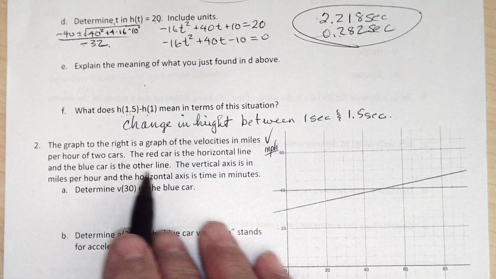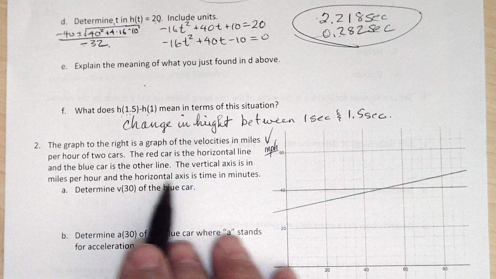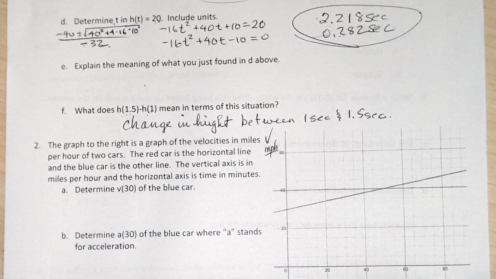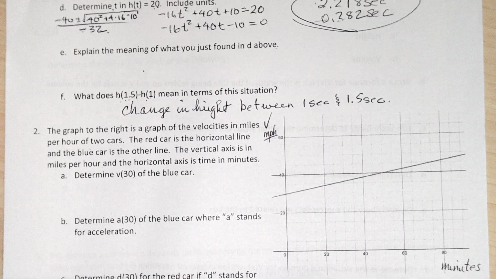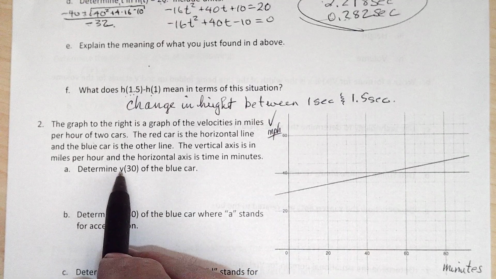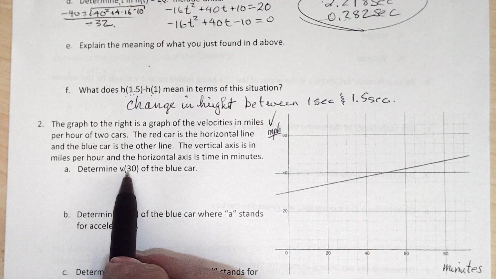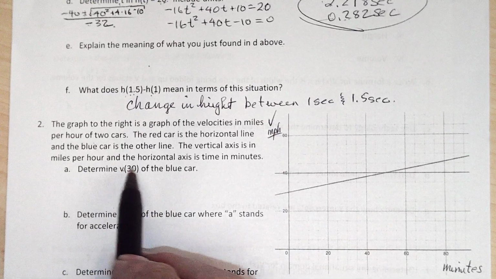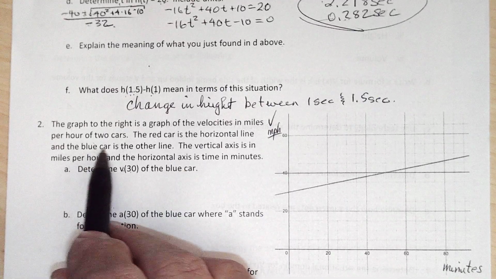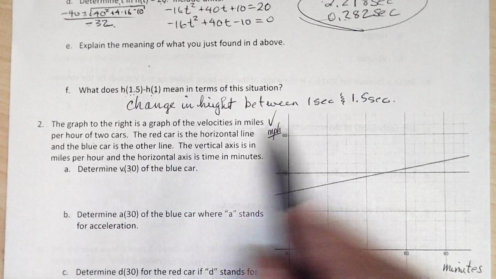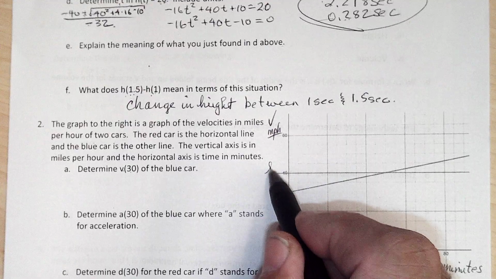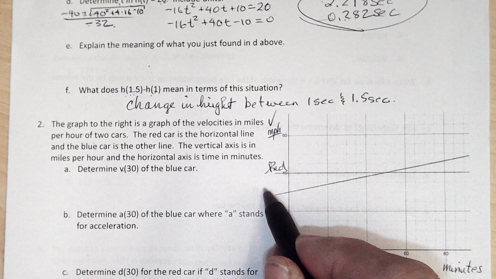And the horizontal axis is time in minutes. Okay. So find the velocity at 30 minutes of the blue car. Now the blue car is the other. Red is the horizontal. So this is the red. And this is the blue.